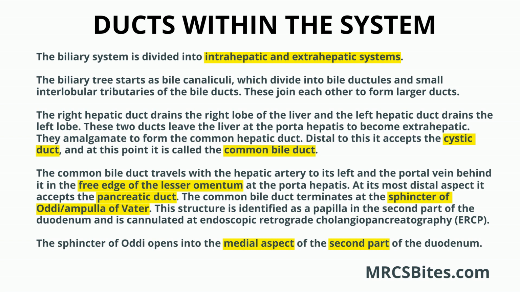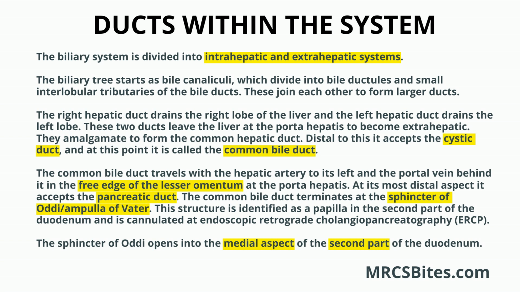The common bile duct travels with the hepatic artery to its left and the portal vein behind it in the free edge of the lesser omentum at the porta hepatis. At its most distal aspect, it accepts the pancreatic duct. The common bile duct terminates at the sphincter of Oddi/ampulla of Vater.